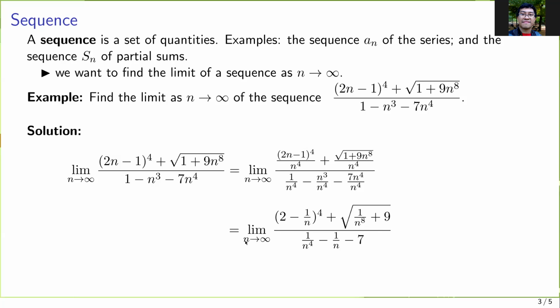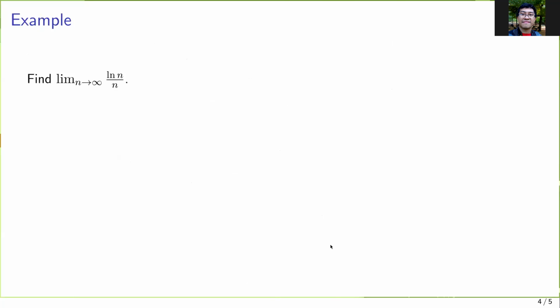So here, if we substitute n by infinity, we'll get terms divided by n as 0. So you are left with 2 to the power of 4 plus square root of 9 divided by minus 7. So 2 to the power of 4, that's 16, plus 3, divided by negative 7. So that's minus 19 divided by 7.